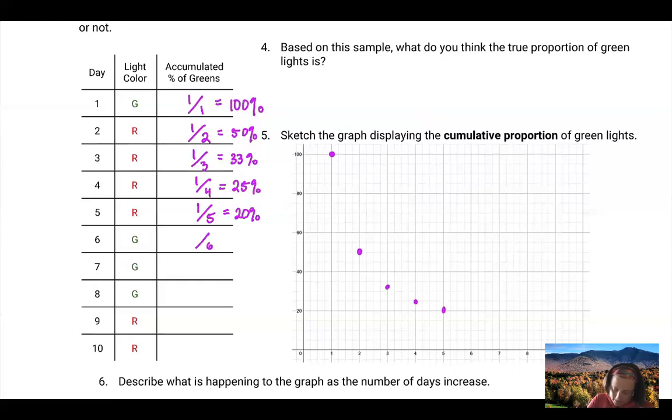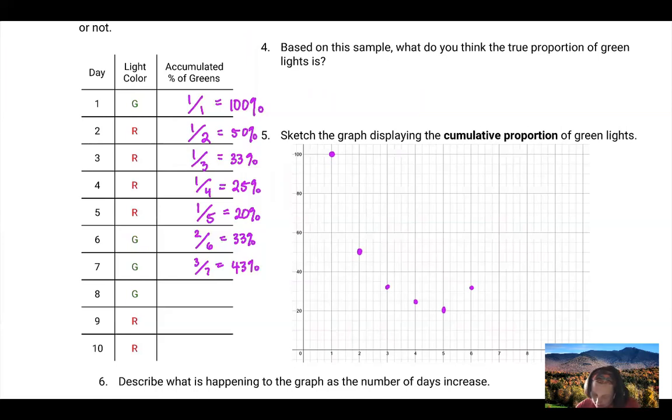Then day 6, I finally get another green light. So 2 out of 6 would be the same as 1 out of 3, so 33%. Day 6, back up here. Day 7, we get another green light. 3 out of 7, so 3 divided by 7 is 0.428, so about 43%.